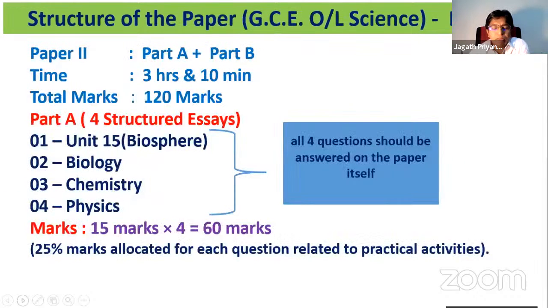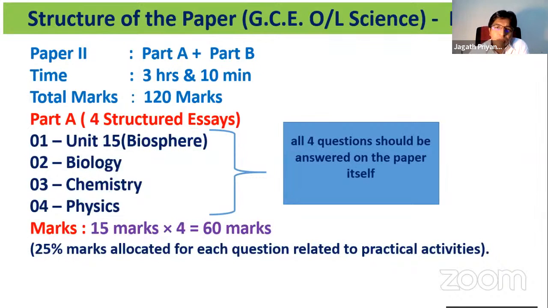When we consider paper 2, that is 3 hours and 10 minutes. The 10 minutes of extra reading time is to select the questions, because out of the 5 essays you have to select any 3 essays. So science paper 2 is a 3 hours and 10 minutes paper. It consists of 2 parts, part A and part B.